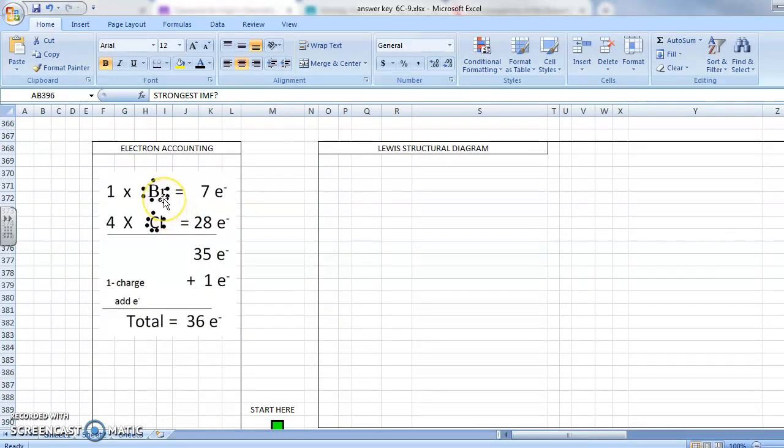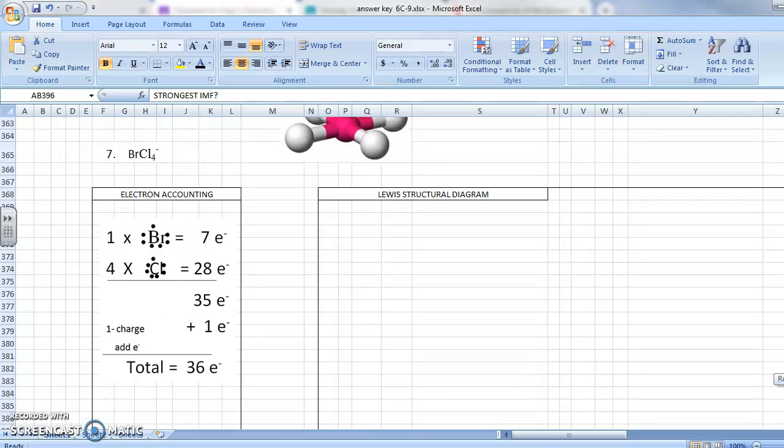We have one bromine. It is a halogen, family 7. That's 7 electrons. We've got four chlorines in family 7. 4 times 7, 28. We add those two numbers together, we get an odd number. Anytime you get an odd number, you should be hoping for a charge, because doing odd numbered molecules presents a whole different situation. So we have 35. It is charged minus, which means there is an extra electron on there than we would expect. We have to add an electron to account for the extra minus. 35 and 1 is 36. We have 36 electrons to work with.